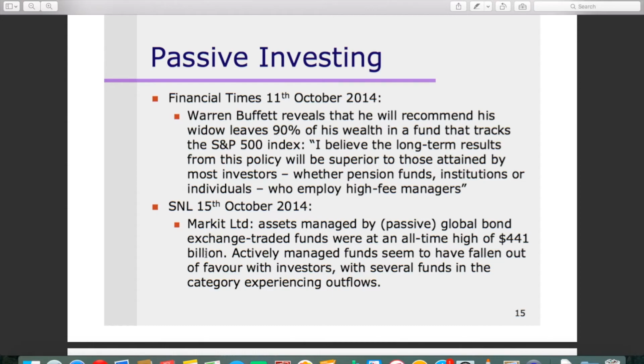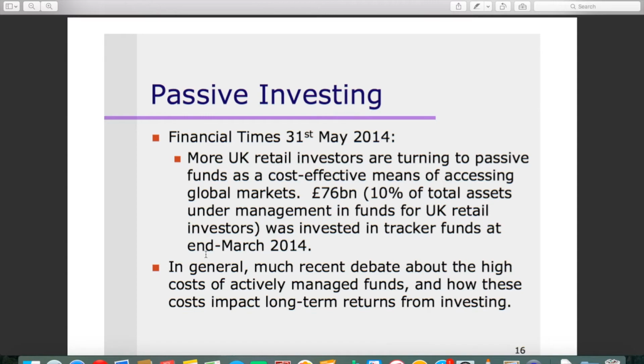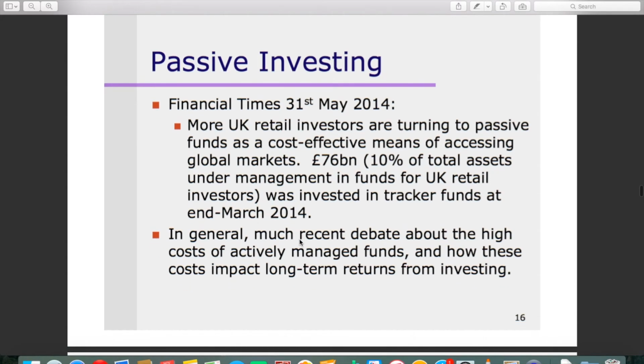In the UK, another example here. But basically, my point is there's a lot of debate about the fact that active investing, trying to beat the market, is expensive and very often unsuccessful, whereas passive investing is regarded as very low cost, very low risk, and performance is defined by the benchmark. You're going to be average. That's what you're going to do.